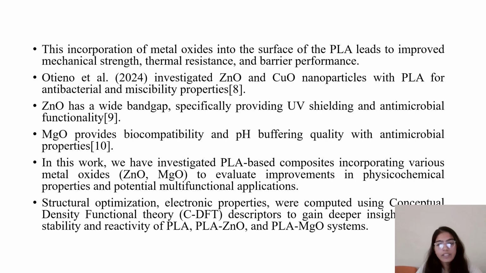In our work, we selected ZnO and MgO. ZnO is known for its wide band gap and UV shielding while also offering antimicrobial properties. MgO, on the other hand, enhances biocompatibility and provides pH buffering and thermal stability. By incorporating these oxides into the PLA matrix, we aim to improve the structural, electronic, and functional performance.